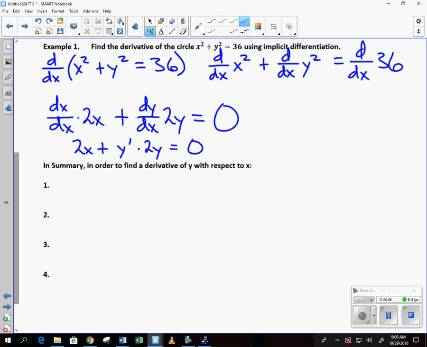Which variable up here do you think I'm trying to solve for? Y prime. How would we solve for y prime? Subtract the 2x, good. Y prime times 2y is equal to negative 2x. Yep, so y prime is equal to negative 2x divided by 2y, where y prime is equal to negative x over y.